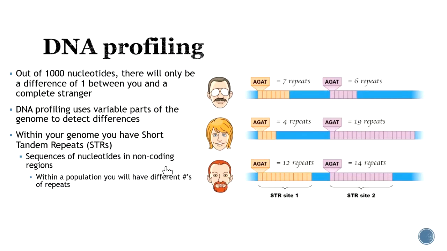Now, why these repeats are important, because here's a statement up here: out of 1,000 nucleotides, there's only going to be a difference between you and a complete stranger. So think about, if you're out at the grocery store, hopefully you're wearing your mask and being safe. Think about a random person you come across. For every 1,000, there's only one difference in a nucleotide.